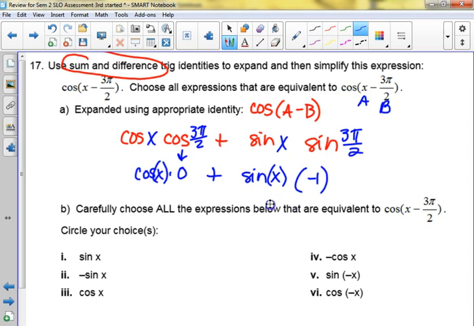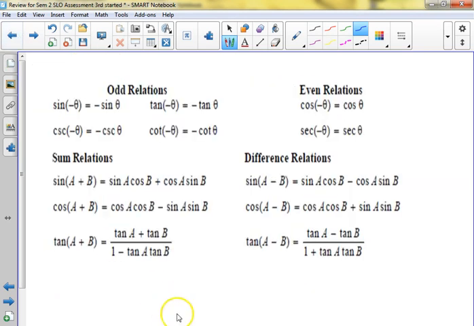So what's left? This is 0, right? Times 0. So we have a negative times a sine of x. So we have negative sine of x. But now it says choose all your choices. Okay, we got this one. But I'm thinking we also need to check these weird rules in here, yes? What is this one also equal to?